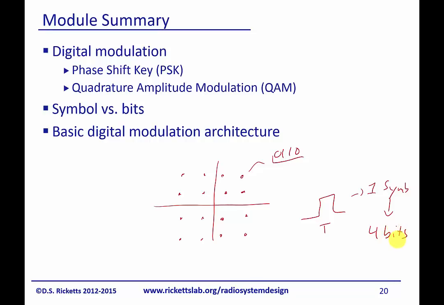This is how we're able to increase the information we send by making these constellations bigger and bigger and bigger. We keep our bandwidth the same because our period is the same. We increase the number of symbols, and each symbol contains more bits in it. And we also looked at a basic digital architecture scenario.